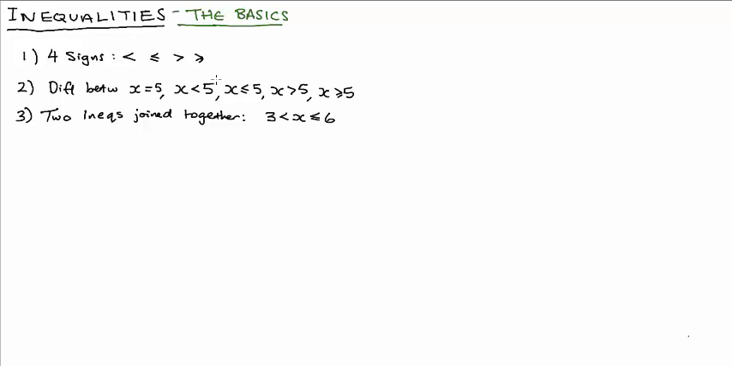I'm going to go over what the 4 signs mean. Then I'm going to show you the difference between x equals 5, x less than 5, that's what this sign means, less than or equal to 5, greater than 5, greater than or equal to 5. And then finally, what does something like this mean, where you've got 2 inequalities joined together? A lot of you might not know that, but you've got to be comfy understanding what that means as well. And then I think that's it.